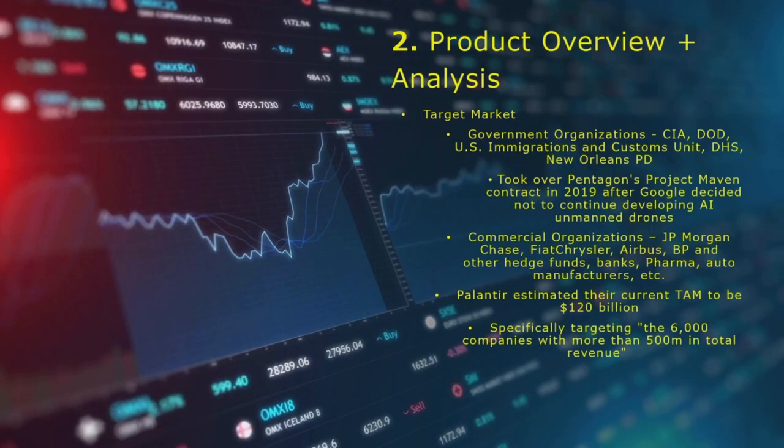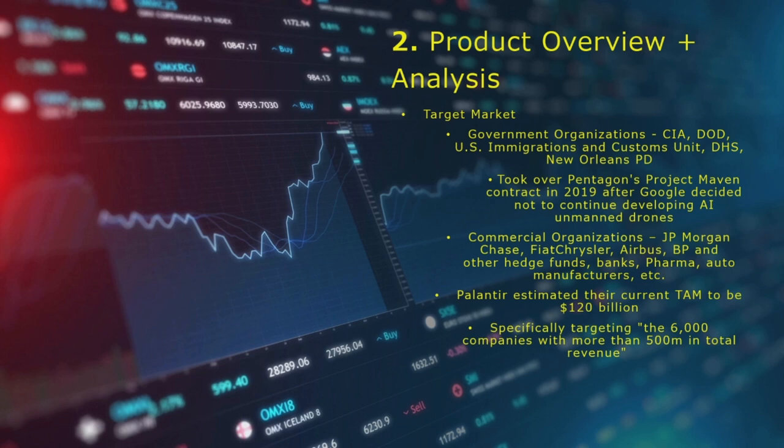Taking a look at their target market, so for their government organizations, a couple three-letter organizations here, so the CIA, Department of Defense, U.S. Immigrations and Customs Unit, Department of Homeland Security, and New Orleans Police Department, just to name a few. They also took over the Pentagon's Project Maven contract in 2019 after Google decided not to continue developing AI unmanned drones. As far as commercial organizations, they have contracts with JP Morgan Chase, Fiat Chrysler, Airbus, BP, other hedge funds, banks, pharma companies, auto manufacturers, etc.